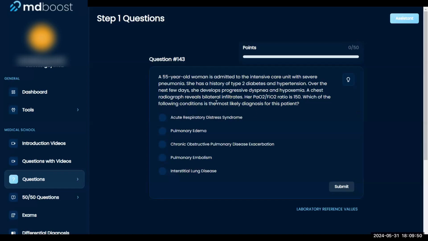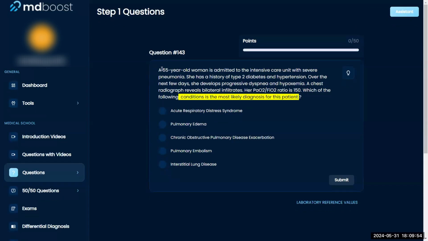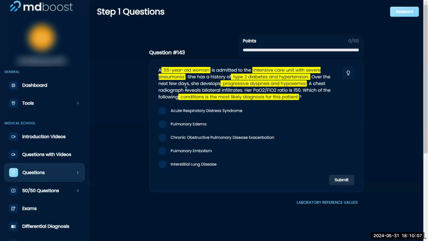Which of the following conditions is the most likely diagnosis for this patient? A 55-year-old woman is admitted to the ICU with severe pneumonia. She has a history of type 2 diabetes and hypertension. Over the next few days, she develops progressive dyspnea and hypoxemia. A chest radiograph reveals bilateral infiltrates. Her PaO2/FiO2 ratio is 150. Which of the following is the most likely diagnosis for this patient?